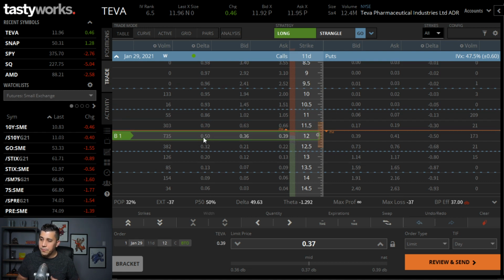50 delta is going to cost you 39 cents. So that means if Teva moves $1, you're going to be making more than 100% because it's going to cost you, let's say, $40, $38, somewhere around there. And so this options trade, with the 50 delta, is going to go from 39 to 89. So you're going to net the 50 delta there. So you're going to make $50 on that if it goes up $1.